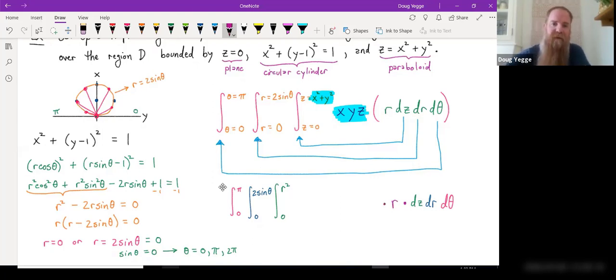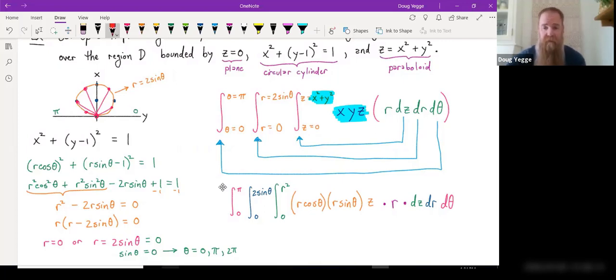But then the last thing I need to know is how to convert x, y, and z into r's, thetas, and z's. Well, x, remember, is r cosine theta. Y is r sine theta. And z is just z. So now looking at that integral, everything is in terms of r's, thetas, and z's.